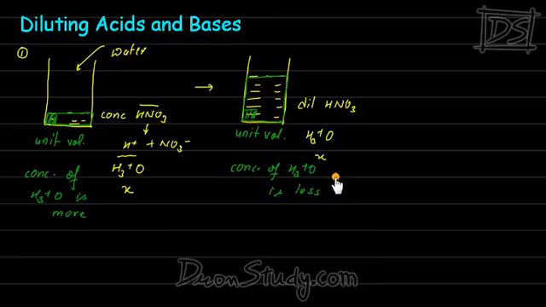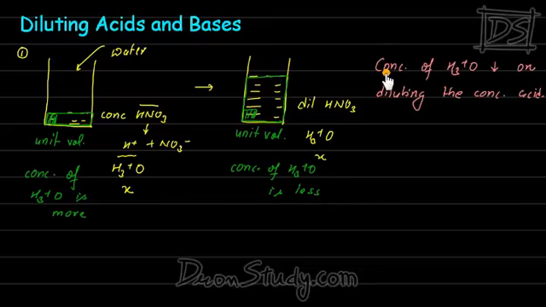Now another important point is, whenever we take any acid and make it dilute from concentrated, what happens? The concentration of hydronium ions becomes less in that solution. This is an important point. We will write this down here: the concentration of hydronium ions decreases on diluting the concentrated acid.